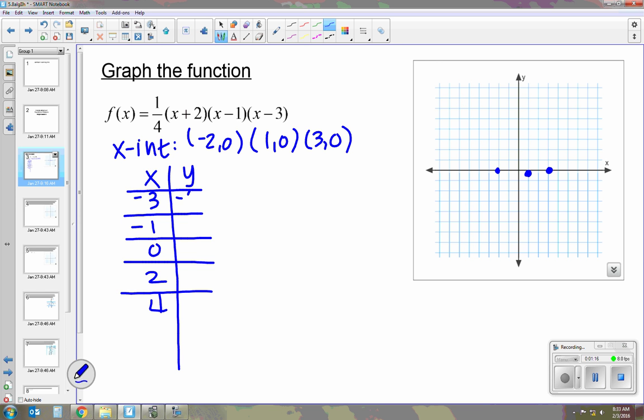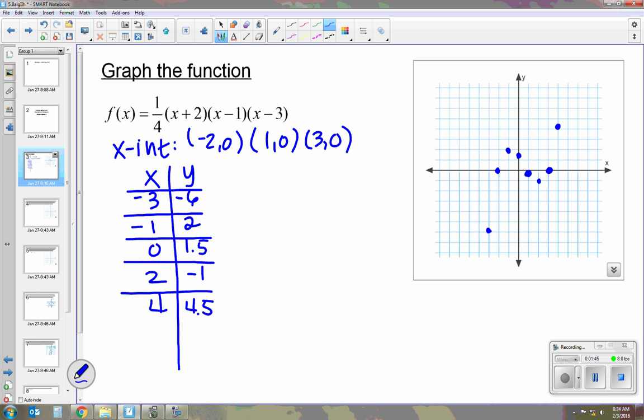So I get a -6, 2, 1.5, -1, and 4.5. And I'm going to graph those. So I have (-3, -6), (-1, 2), (0, 1.5), (2, -1), and (4, 4.5).